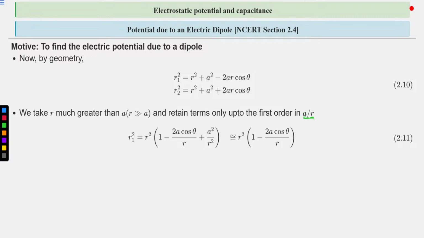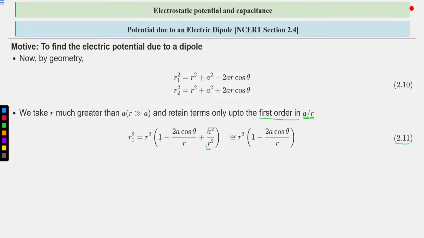So we can take only the first order, meaning a by r. We cannot take the second order, meaning the square of this term, we will neglect it. Like in this equation, r1 square is r square, we are taking common from here, it will become 1 minus 2a cos theta by r plus a square by r square. Now this will become second order, a by r whole square, so we can neglect this. So this will result in r square times 1 minus 2a cos theta upon r.